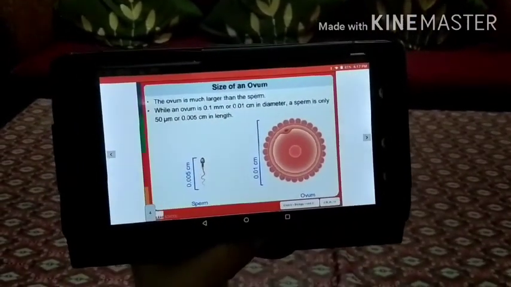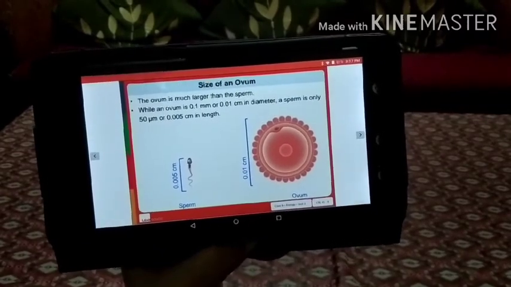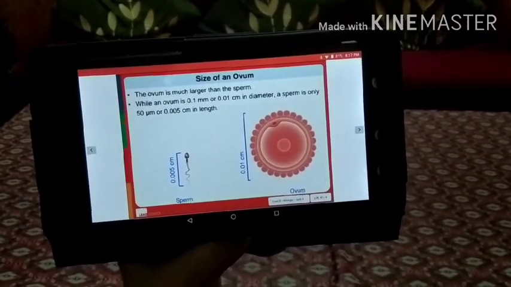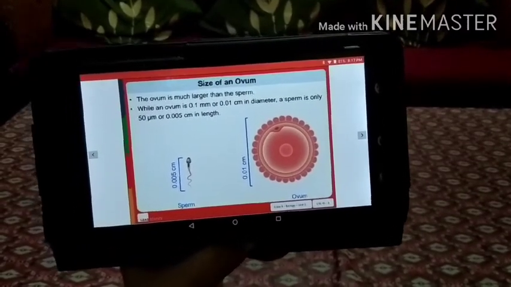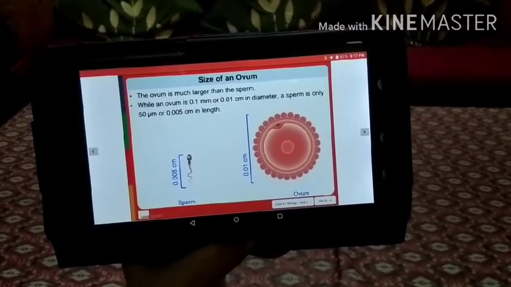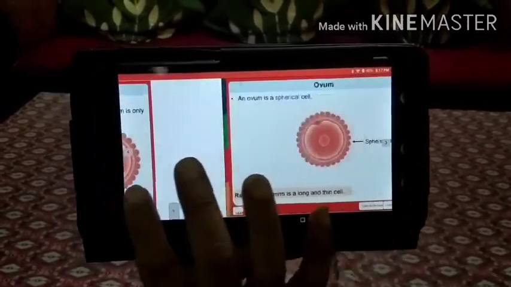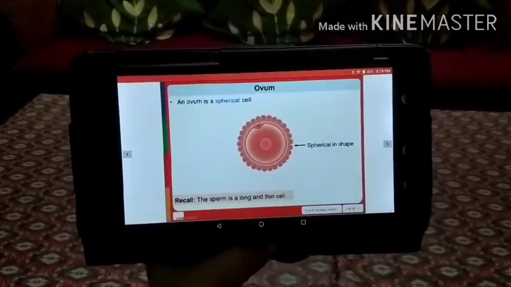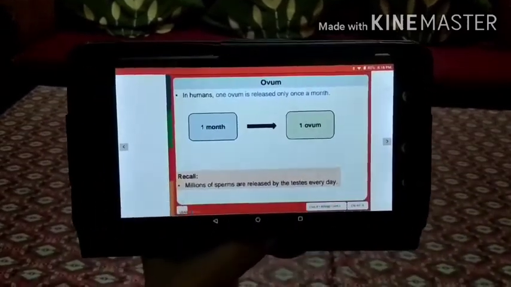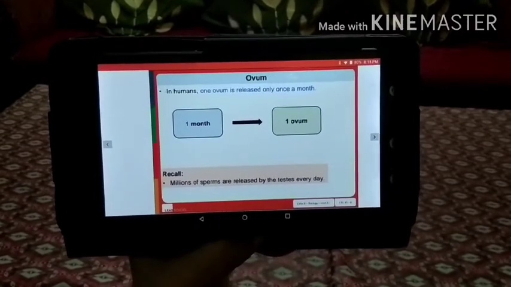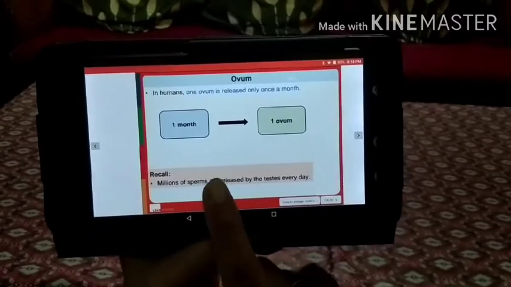The ovum is much larger than the sperm. An ovum is 0.1 millimeter or 0.01 centimeter in diameter. A sperm is only 50 micrometer or 0.005 centimeter in length. An ovum is a spherical cell. In humans, one ovum is released only once a month. One month, one ovum.